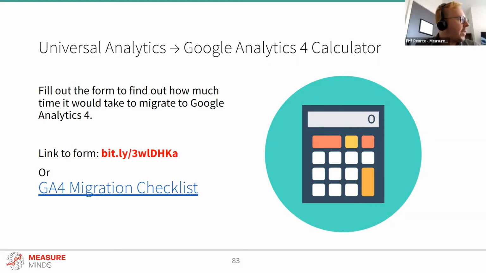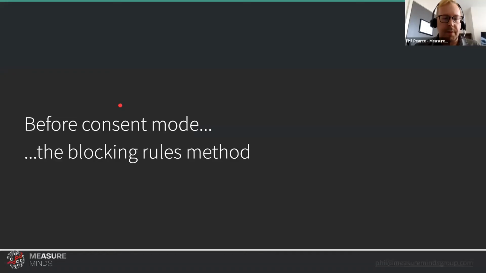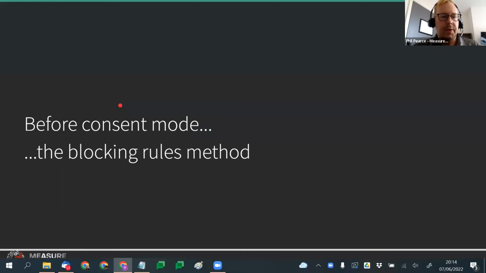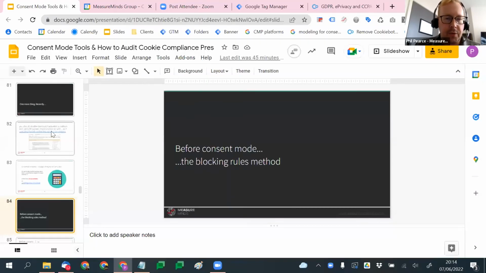For GA4, you definitely should have your GA4 page view active on the site, given that there's only a month and a year away before GA3 bites the dust. So the sooner you migrate, or at least get a year's worth of data for your comparisons, the better. These are more an appendix if you're using the older method called blocking rules rather than consent mode.